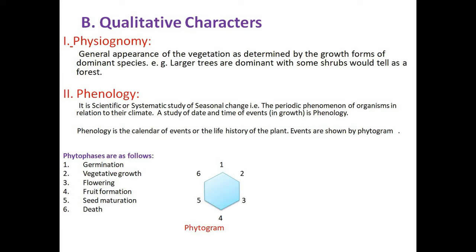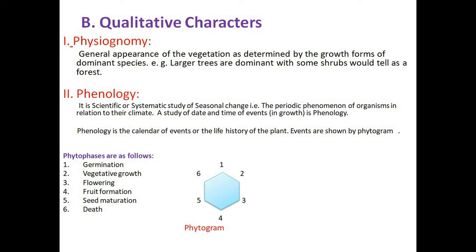B is the qualitative characters, and this falls under the category of analytical characters. Here the first is physiognomy, the general appearance of the vegetation as determined by the growth forms of the dominant species, like larger trees being dominant with some shrubs would tell as a forest. So this tells about the growth forms.